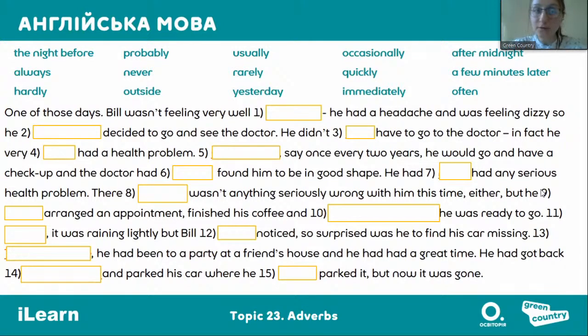The night before, probably, usually, occasionally, after midnight, always, never, rarely, quickly, a few minutes later, hardly, outside, yesterday, immediately, and often. Ми з вами значення їх всіх повторили, да? So let's try to fill in the gaps. Спробуйте заповнити ці пропуски. So I will give you 1-2 minutes to look through, and then we will check. When you're ready, like, give me your answers to the chat.